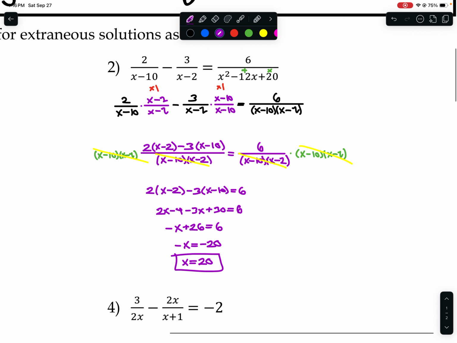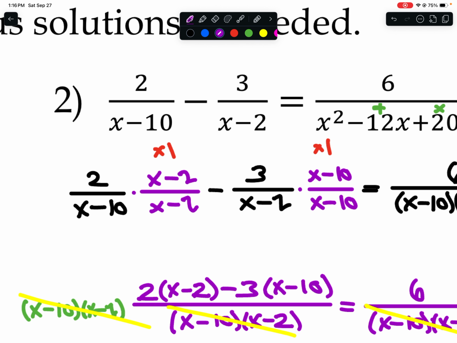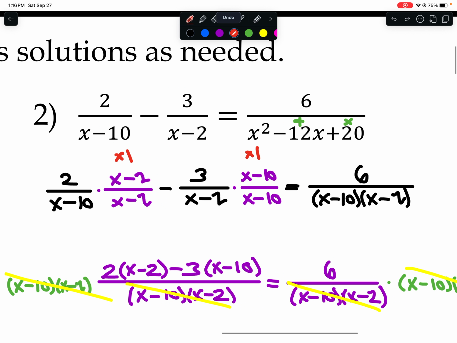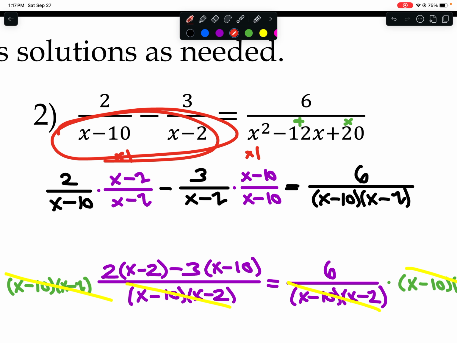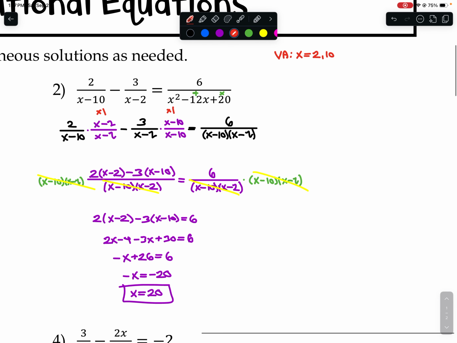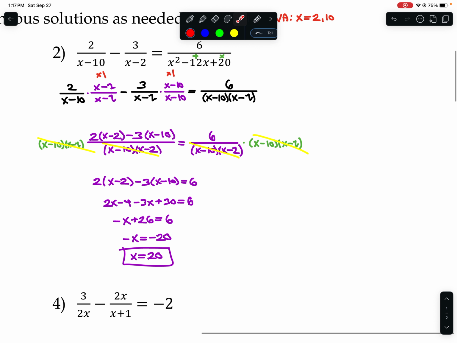So the next thing I want to do is check for any discontinuities in my rationals, and then I also need to check for any extraneous solutions. So when I look at my values up here, in this case the right side rational is going to have the same discontinuities as the left side. So I'm going to have vertical asymptotes at 2 and 10, which is when the bottom equals 0. I don't have to worry about any holes. Now I'm going to take my value of 20. I need to plug it in.